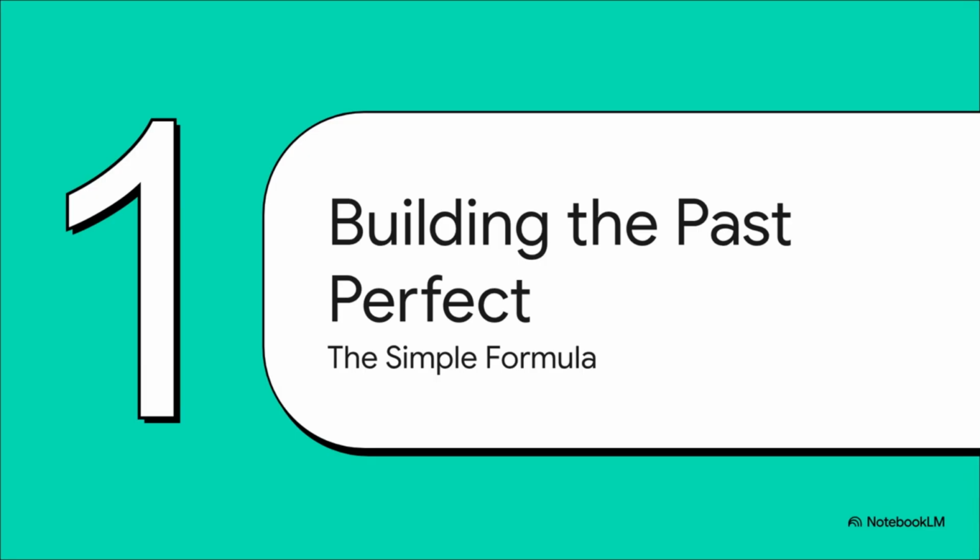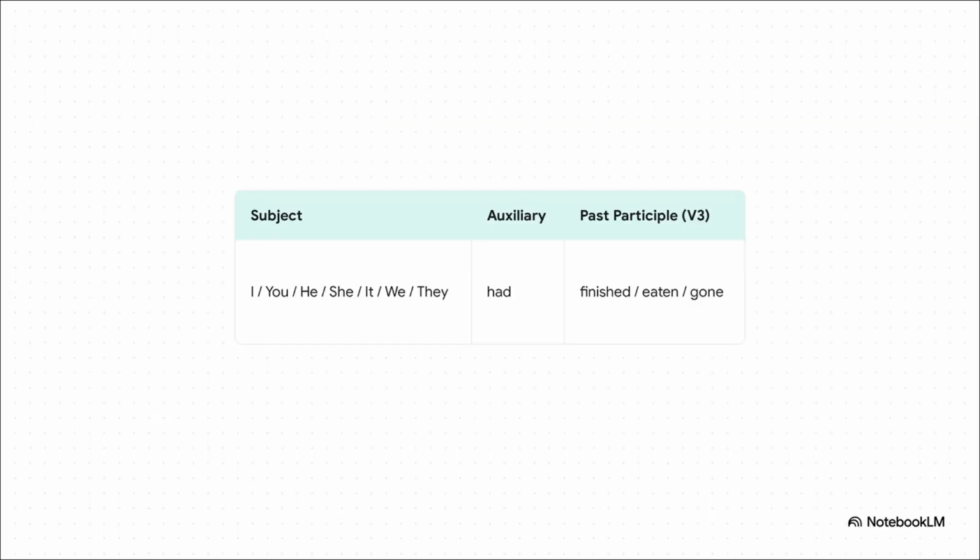Let's dig into how we actually build it. And I've got good news for you. The formula is incredibly simple. It really doesn't get much more straightforward than this. It's just the subject plus the word had plus the past participle of the verb. The third form. And here's the best part. It doesn't matter if the subject is I, you, he, or they. It is always had. So easy.